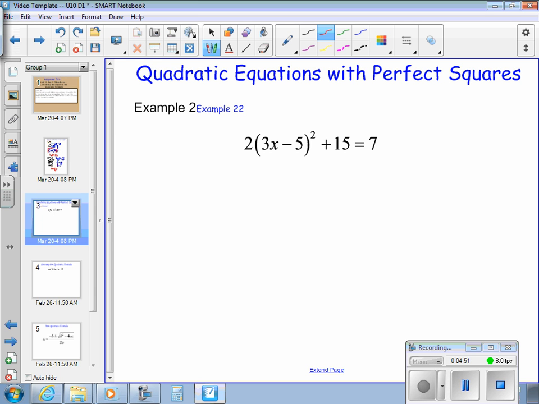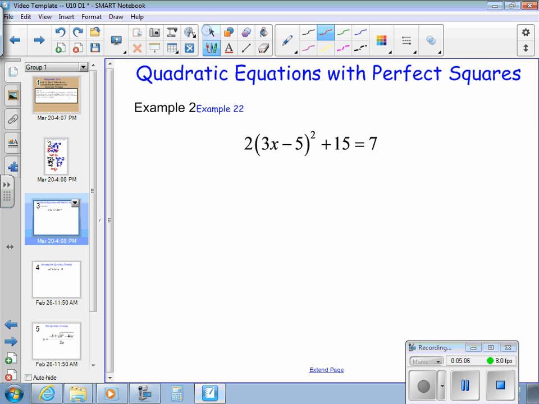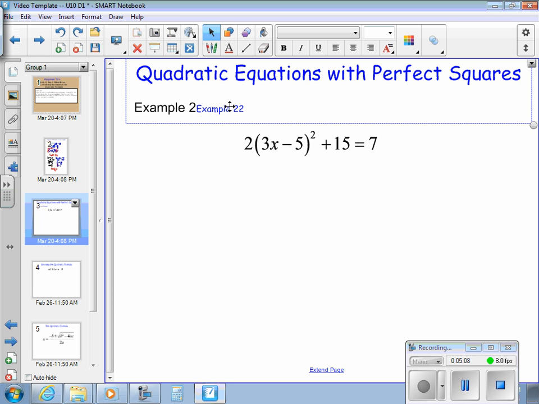Now, same problem, except I've changed some signs here, and let's see what happens. Oh, I don't know where that example 22 came from. Let's see if I can get rid of that. No, I can't. This is example 2. Not sure where that example 22 came from.